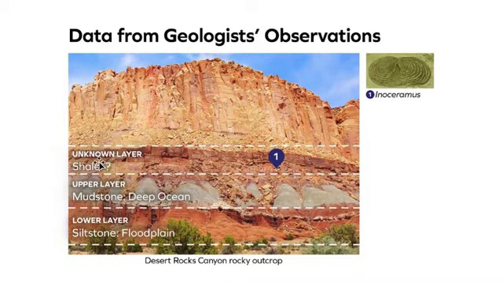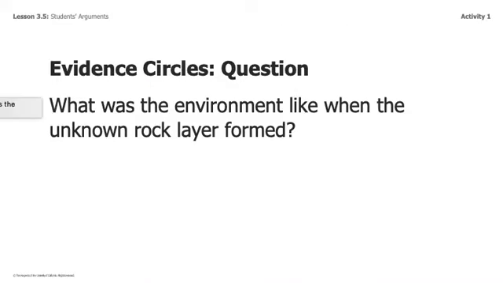It is our third layer, and it is at the very top, and it is made of shale, yet we do not know what environment it was. You guys will be making a claim about what the environment was like in this unknown rock layer when it was formed. And as you can see here, there's a purple number 1, and that is an Inoceramus fossil. So, what was the environment like when the unknown rock layer formed?